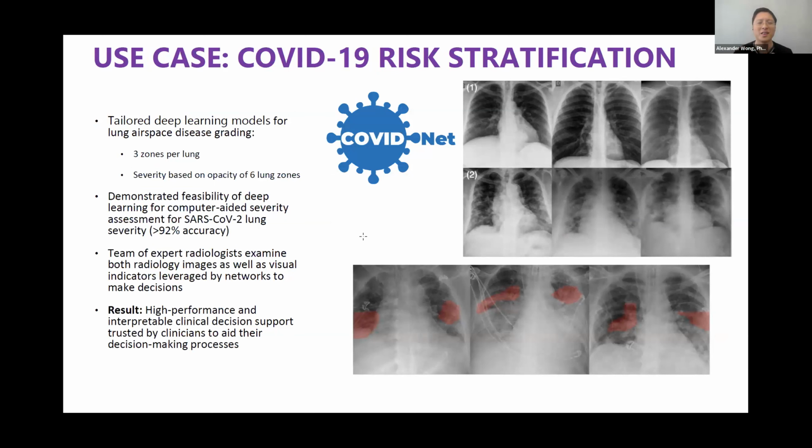So identifying the key areas in the lung and associating them to understand what type of lung airspace disease this person has. Is it severe? Is it mild? Is it moderate? And so on and so forth. And again, this really allows for high performance and interpretable clinical decision support systems that are trusted by clinicians to aid in their decision-making process.